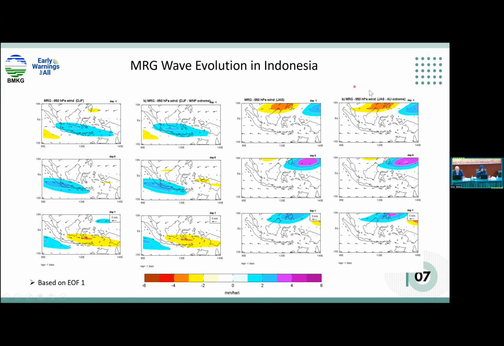We can also see here that during the boreal summer, the wave tends to be located in the northern part of the northern hemisphere, far away from the Indonesian region. We can see that maybe the Philippines region is influenced by the mixed Rossby-Gravity wave during the boreal summer.